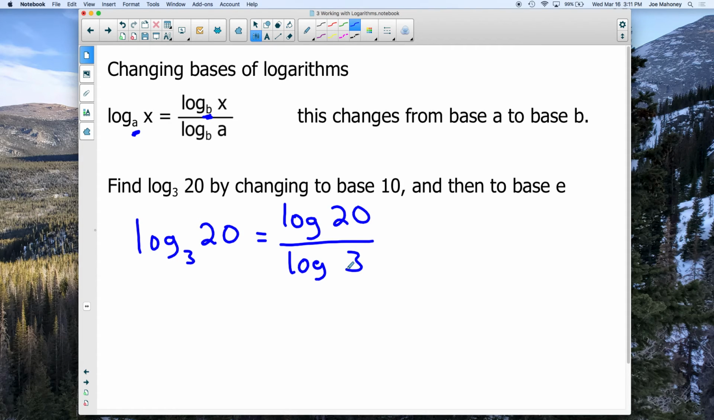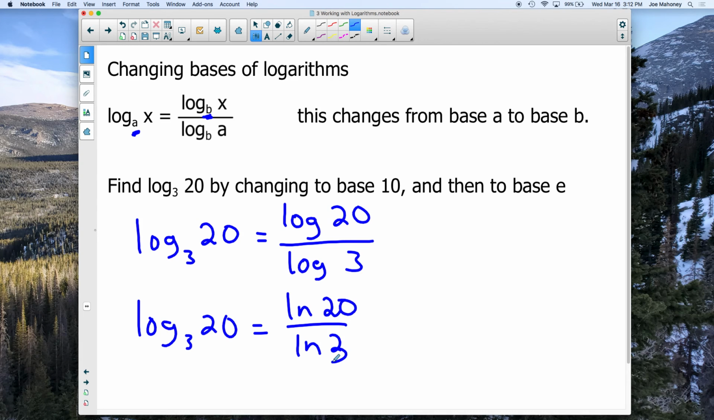And back in the day when we didn't have the fancy calculators that could figure out the logarithms to any base, I remember changing the base to get it to base 10 so my calculator would do the work for me. Another reason why you guys have it so good. And if we want to change this to base e, it's going to be the same thing. But instead of using logs, let's use natural log. Natural log of 20 over natural log of 3.